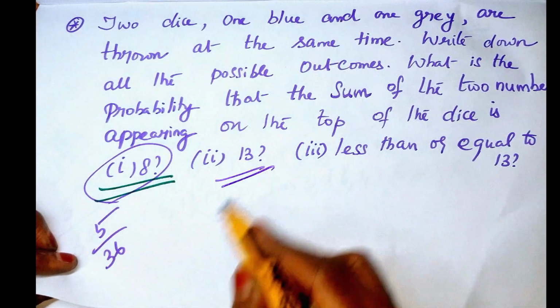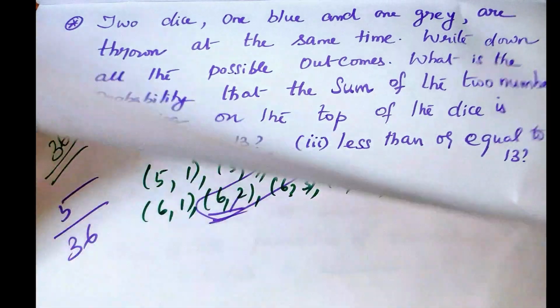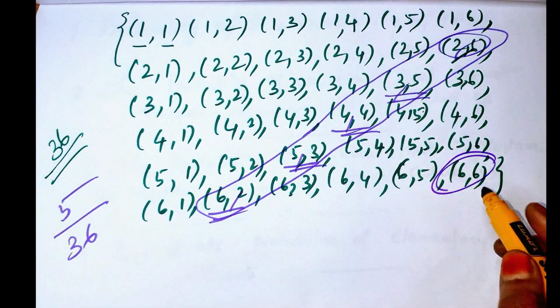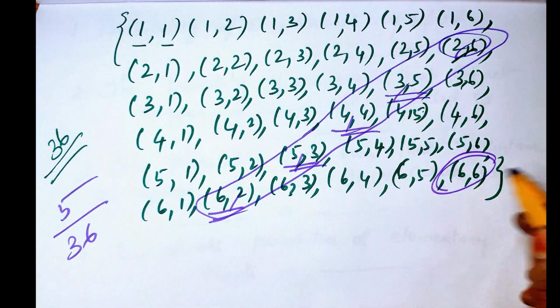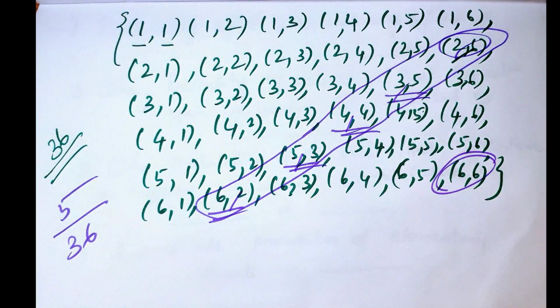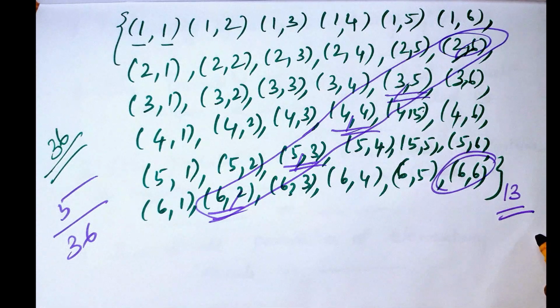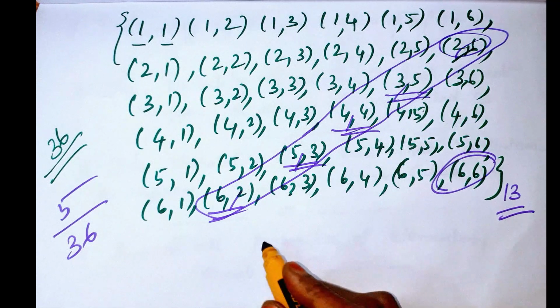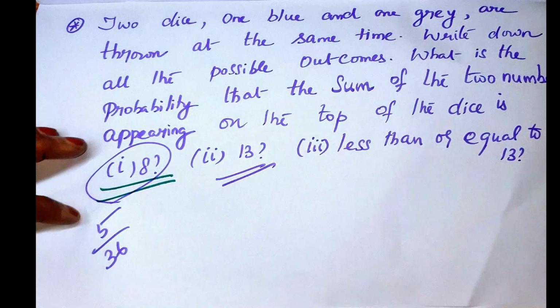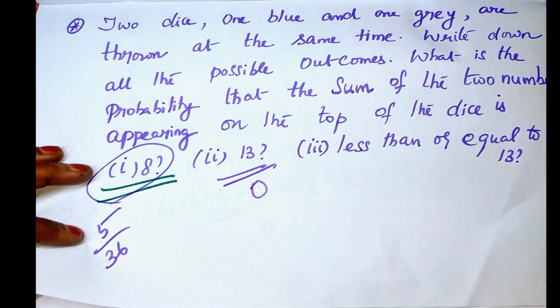What is the second question asking? The total is 13. See, the maximum total we have is 6 plus 6, 12. Beyond that, we don't have any other option. So 13 we can't get. We already came across the name for such an event. This is an impossible event. So it is an impossible event. What is the probability of an impossible event? 0. So the answer for the second one is 0. It won't happen. So the probability is 0.